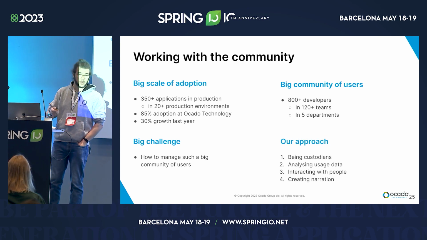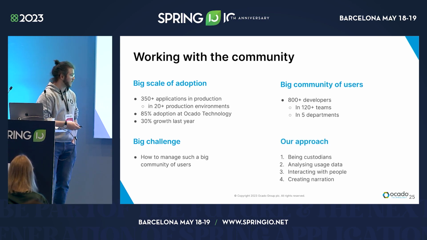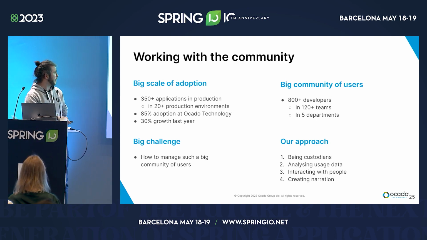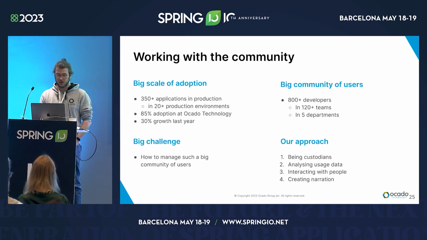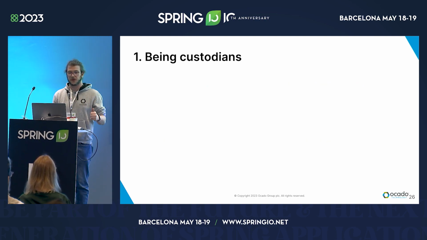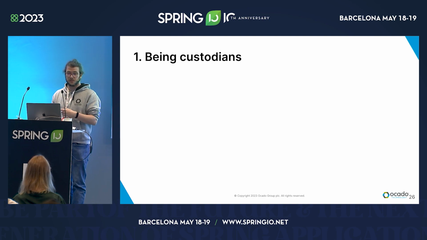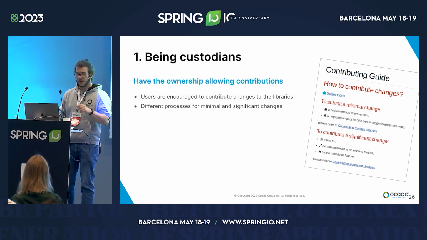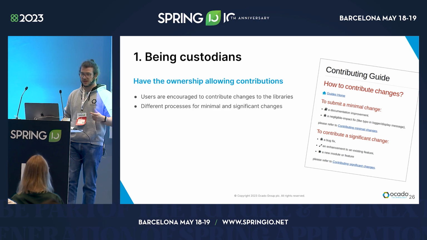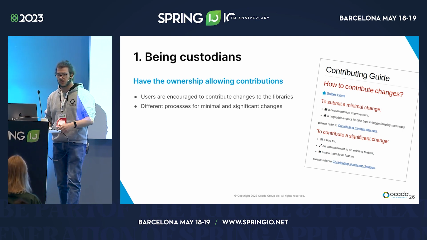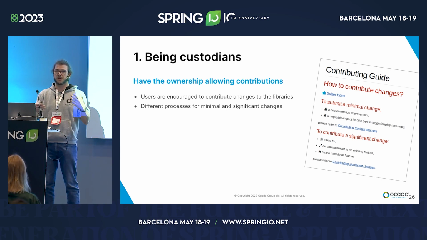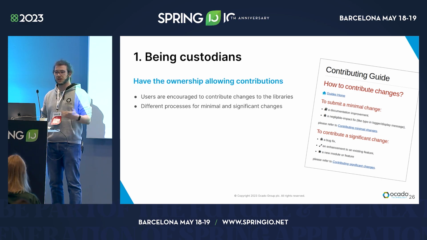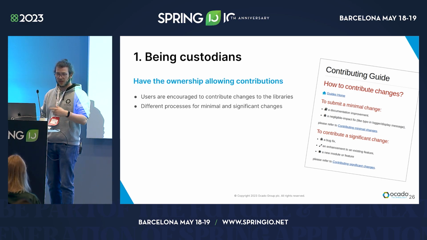And this is our approach that consists of 4 different practices that I will explain to you in detail, each of them. The first one is being custodians, then analyzing usage data, interacting with people, and creating narration. So let's start with the first one, being custodians, which has been introduced briefly by Jacek already. It means that the owner team has the ownership of the project, of course, so it decides the direction, how the project should evolve, which features to include, and so on. But it also allows contribution, and actually the owner team encourages contribution.